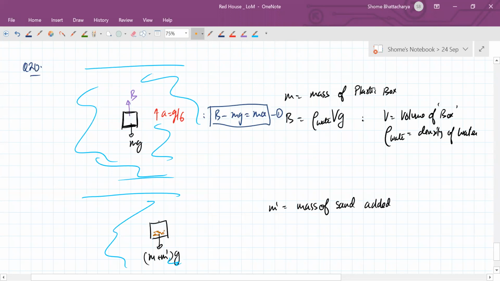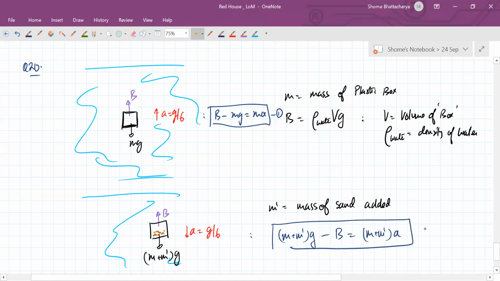Okay, in sand, but the buoyant force doesn't change because the volume of the box has not changed. So as a result of the additional mass, it is now having a downward acceleration of same magnitude, g by 6. So this time it's an easier question because there's no resistive force here. This is the total weight, it's exceeding the buoyant force by a factor of mass into a only. So this is your second equation.